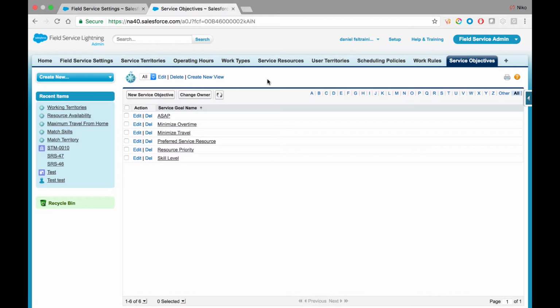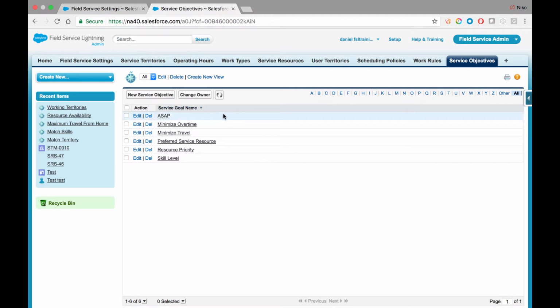While work rules are hard yes-no qualifiers that the system must enforce and will never override, service objectives is what you seek to optimize, how you want to influence the behavior of the system to achieve specific operational goals. Field Service Lightning offers 6 key objectives covering a vast majority of the field service requirements you will encounter out there.